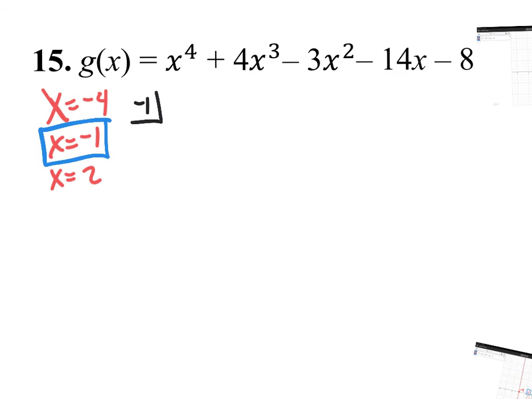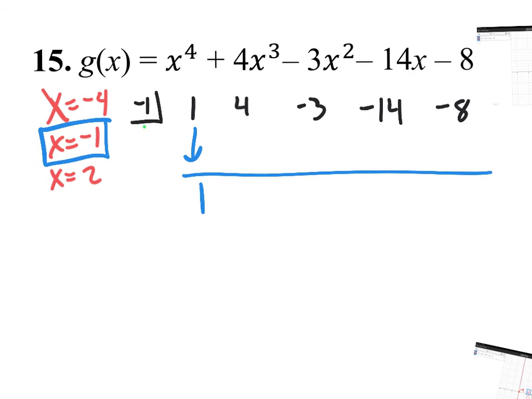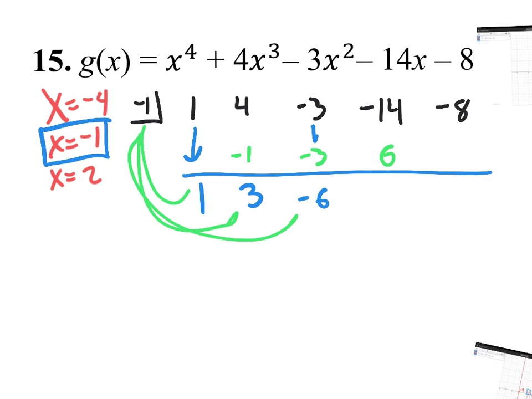So I have a -1. I have the coefficients 1, 4, -3, -14, -8. As you go down, you combine. As you go up, you multiply. As you go down, you combine. As you go up, you multiply. As you go down, you combine. As you go up, you multiply. Let me know if I make a mistake, guys. As you go down, you combine. That is -8. As you go up, you multiply, +8. And to no surprise, my remainder is 0.